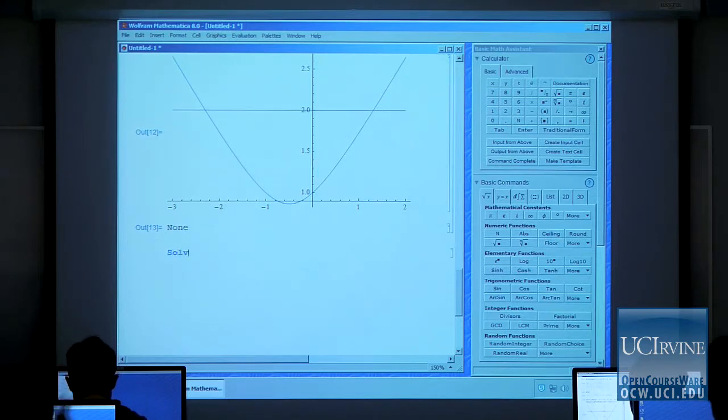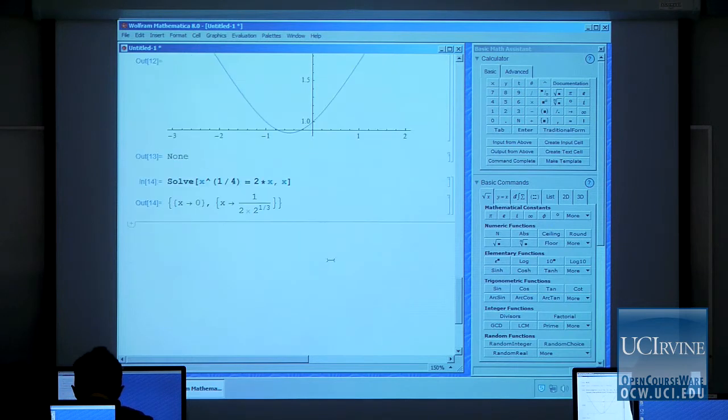All right, let's do another non-polynomial equation. So this one's going to be Solve x to the power 1/4 equals 2 times x. All right, so you see we get 2 roots to that equation. One is the trivial solution where both sides of the equation equals 0. And then the other one is this 1/2 times the cube root of 2. Okay? And you could get numbers by doing N%.